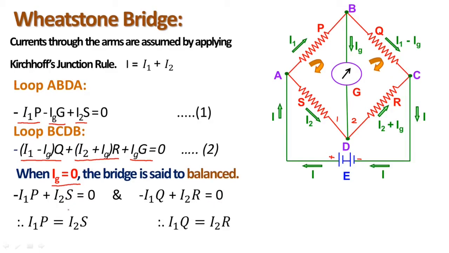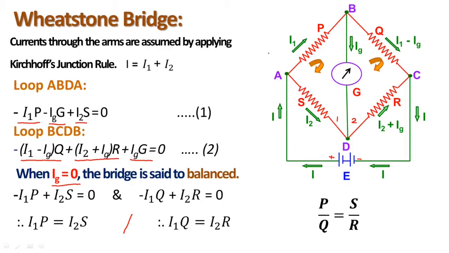Rearranging these equations, I1P is equal to I2S and I1Q is equal to I2R. Dividing these two equations, we have the condition that P upon Q is equal to S upon R. This is called the balancing condition for Wheatstone's bridge. In this case, the current in Q is the same as the current in resistance P, and the current in resistance S is the same as that in resistance R.